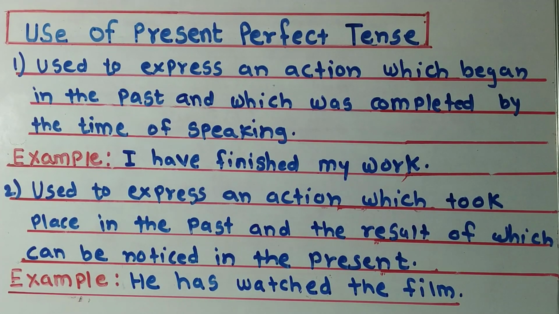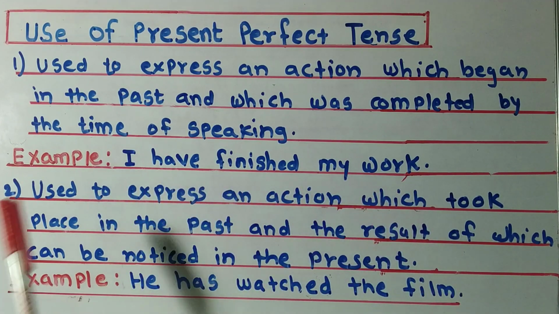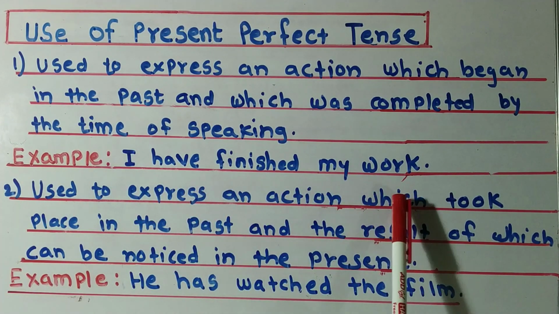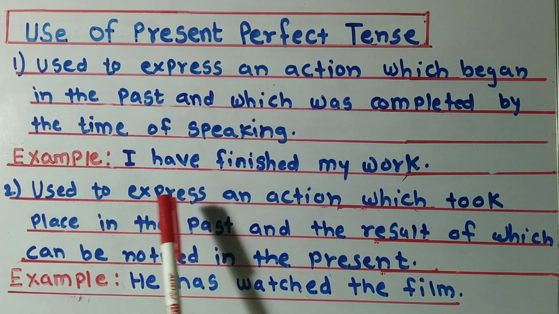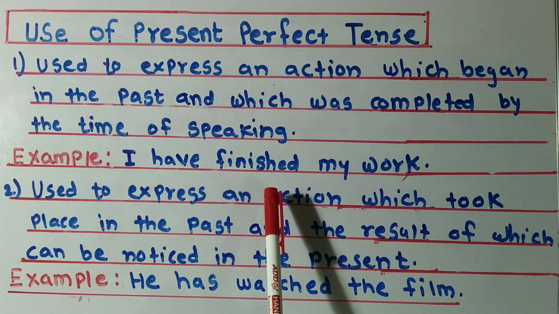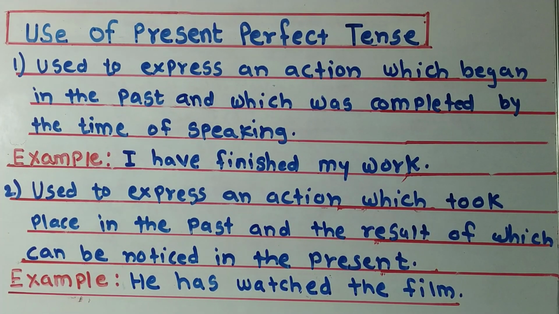Here, we can use this tense in order to talk about the action that started in the past and which has just got completed at the time of speaking. Here, the example is given, I have finished my work. Here, the speaker is trying to tell that he started his work in the past and he has just finished his work by the time of speaking in the present.